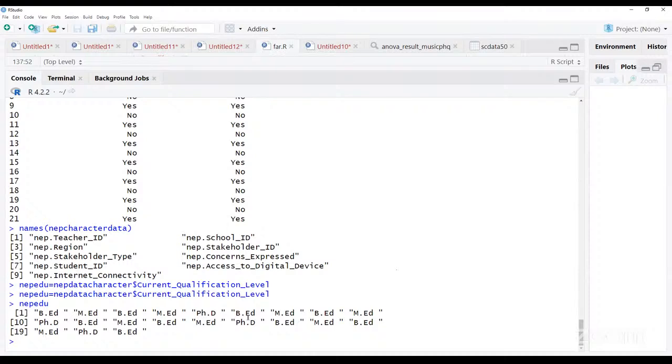Now everybody has understood how we do extraction? Any doubt? Ma'am, I'm facing some problems here. What problem, ma'am? You have written names, NEP character data, and then this is coming like NEP dot teachers ID and so on. So when I am putting it, it's showing me an error code. What error is coming? Is there anything I have missed out? Have you used the library site package?